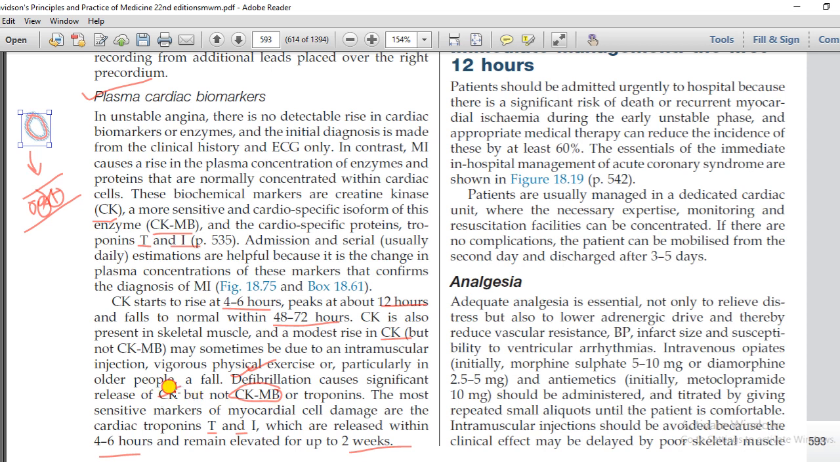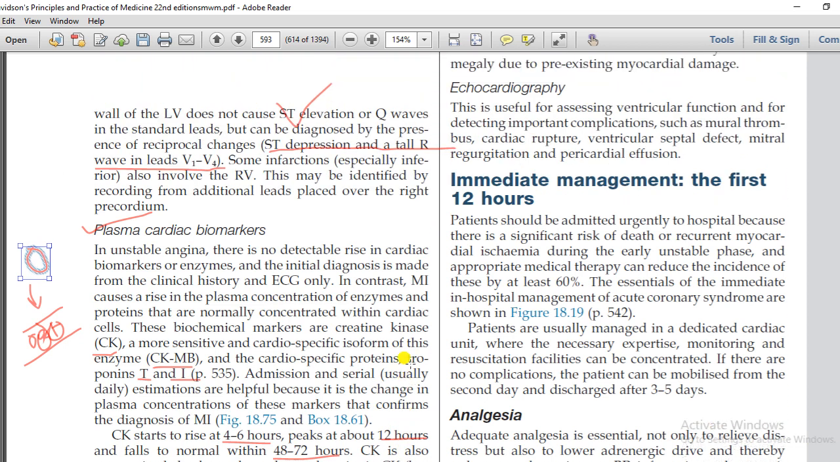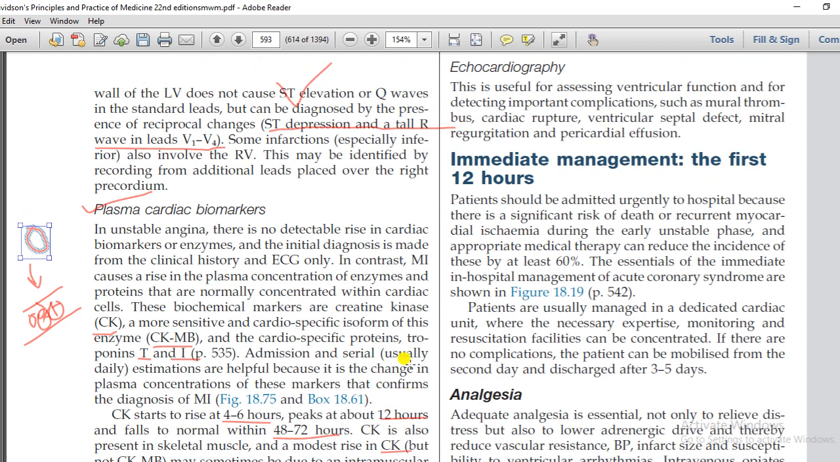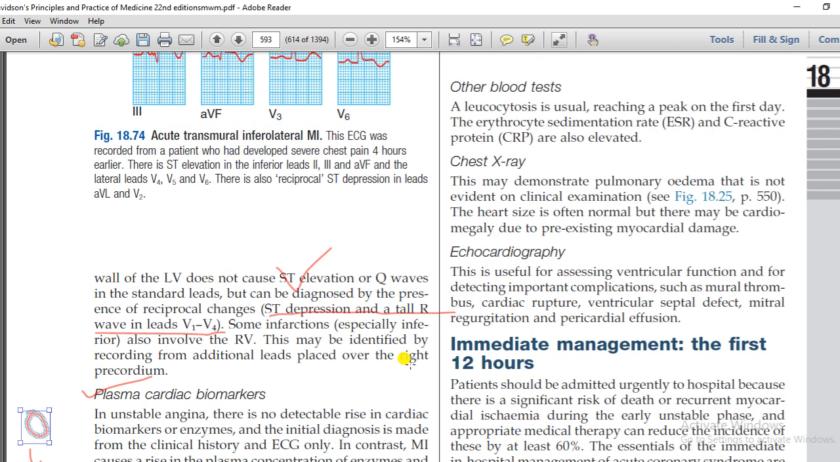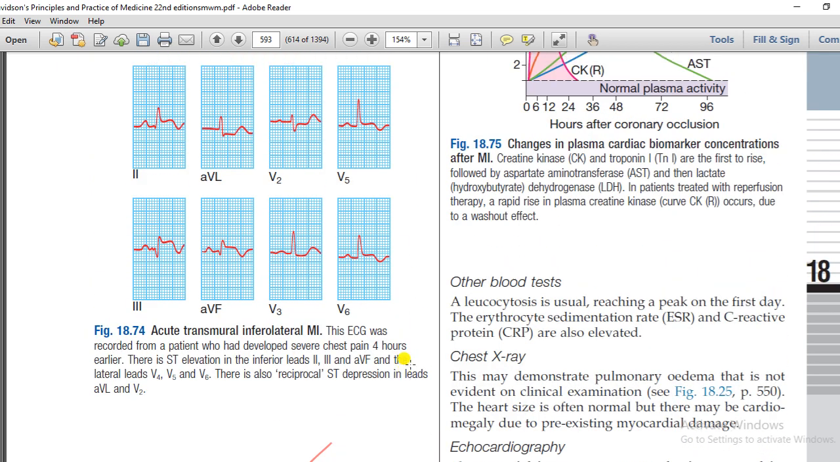However, there is an increasing amount of creatine kinase, but this creatine kinase is also found in skeletal muscle, so it is very difficult to demonstrate. The most sensitive markers of myocardial damage are troponin T and troponin I, and they are released within 4 to 6 hours and remain in the bloodstream up to 2 weeks. So we could perform the test up to 2 weeks to demonstrate if the patient is having acute coronary syndrome or not.